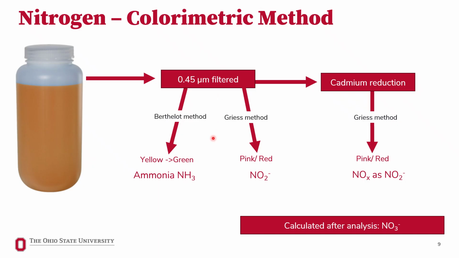For example, to analyze nitrite, we can add reagents for the Griess method to our sample, which will then react with the nitrite in the sample to create a pink or red color, proportional to the amount of nitrite in the sample. For this class, it is not important that you remember the names of each method used. It is more important to understand that different reagents are used for each type of nitrogen studied.